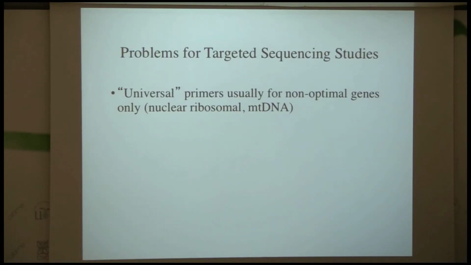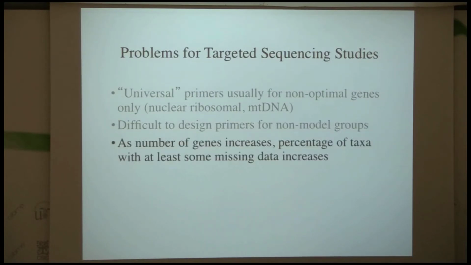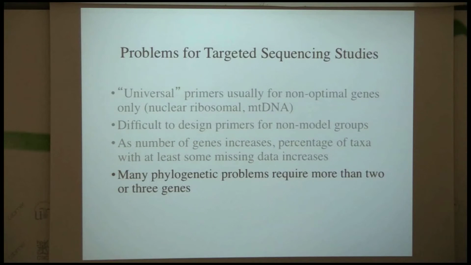Either ribosomal genes that evolve slowly and need a lot of alignment, so there are issues there, or mitochondrial genes that evolve very fast and are not very appropriate for deep-level phylogenetic questions. And so it's difficult to design primers for a group for which you have no genetic information. And as you increase the number of genes, your PCR starts not working, and so you have a lot of missing data. And many of these deep phylogenetic problems we know are going to need lots of genes to solve them.